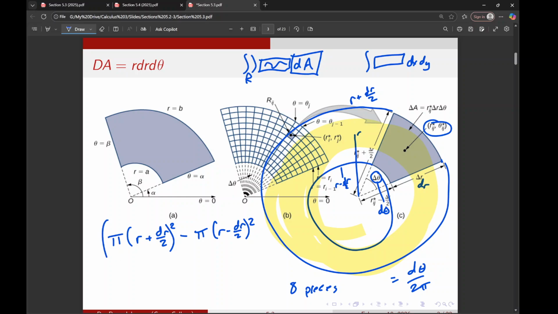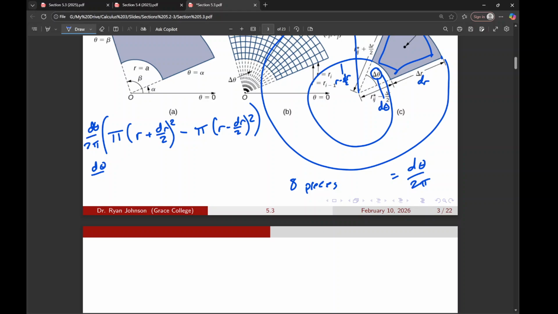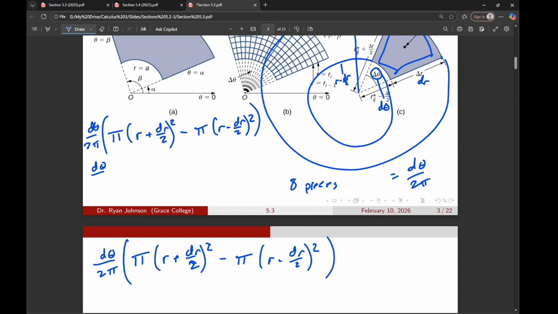So if I take all of this times d theta over 2 pi, then I get the area of this piece, because I'm taking its fraction of that annulus. Let's multiply it all out: d theta over 2 pi times pi times (r plus dr over 2) squared minus pi times (r minus dr over 2) squared. Well, I can cancel out the pi's.